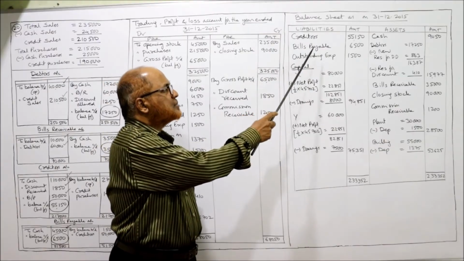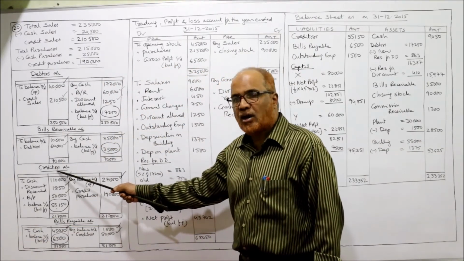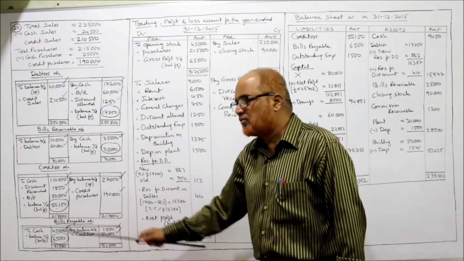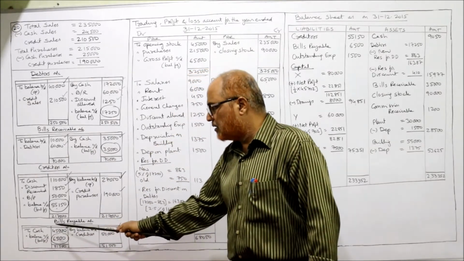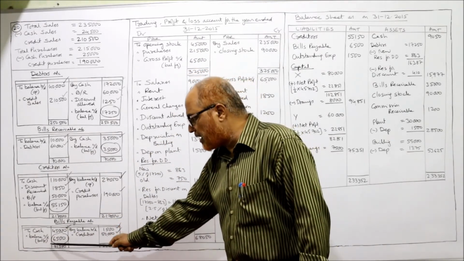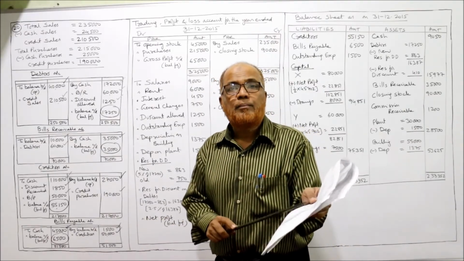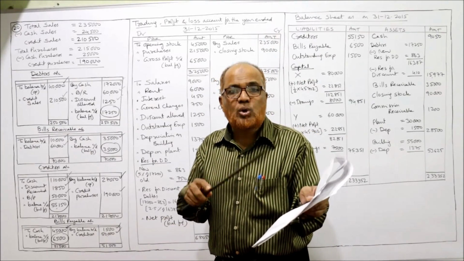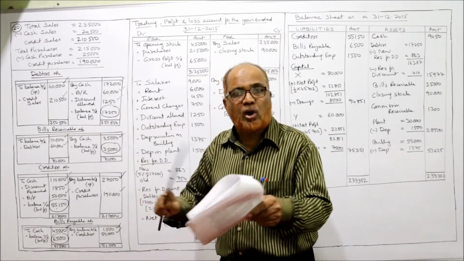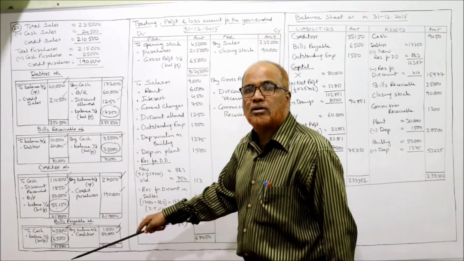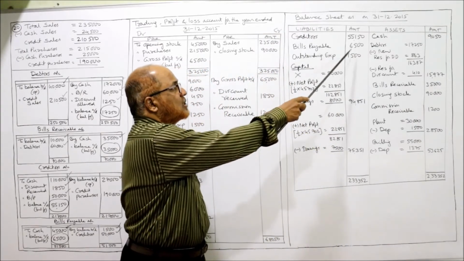Liability side, creditors, bills payable. Creditors, already we have calculated the account. Creditors account, what is the closing balance? 55,150. Bills payable, you can see here, the closing bills payable are 6,500. We have prepared it. It is not given in the problem. This closing creditors, closing bills payable, closing bills receivable, closing debtors not given, we have prepared the account to calculate that. The bills payable 6,500. I have taken 6,500.